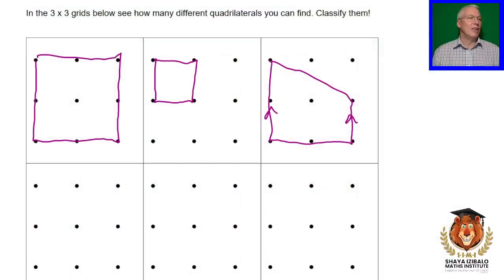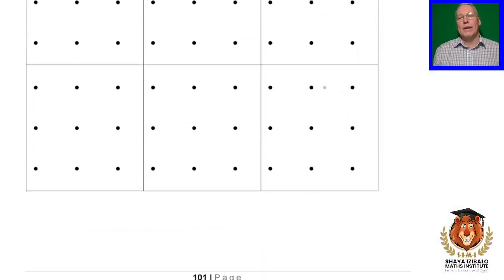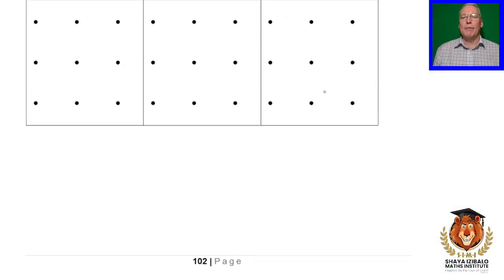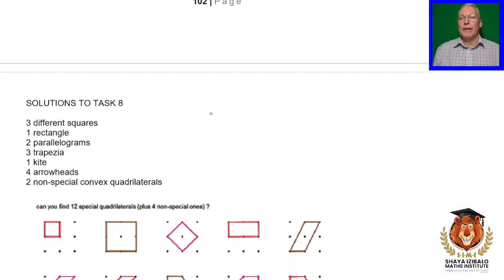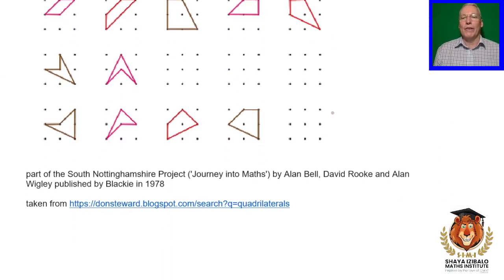Okay, what is this shape? It's got one set of parallel lines. This is a trapezium. So we're going to let you do this in your own time. I realize I'm not sharing the right screen. In your own time, see how many different ones you can find. And there are the answers.